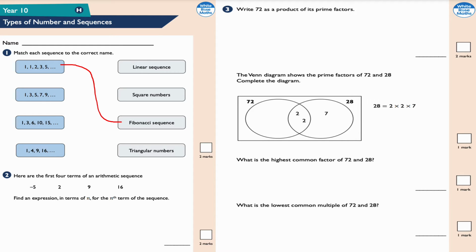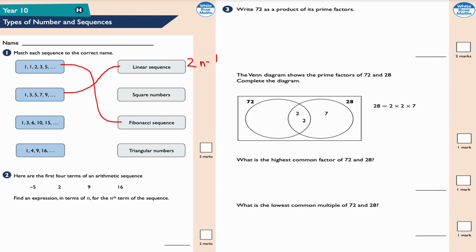The next one, 1, 3, 5, 7, 9, is a sequence of odd numbers. It's going up in 2s, so it's what we call a linear sequence. If you're interested, the nth term for that one is 2n minus 1. Adding 2s each time, and then the difference is minus 1.